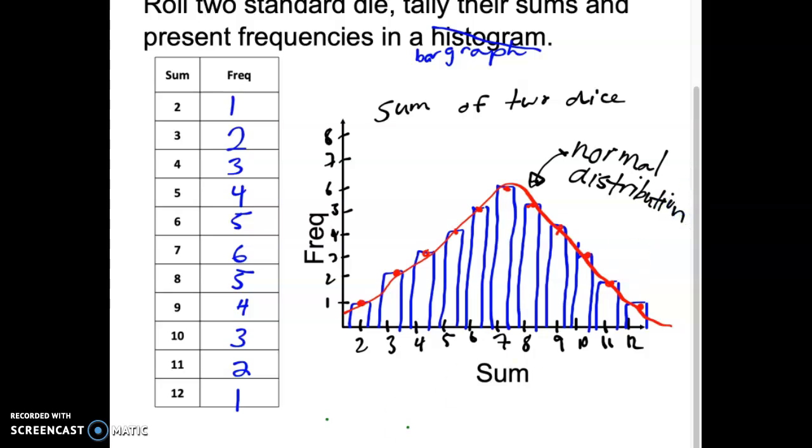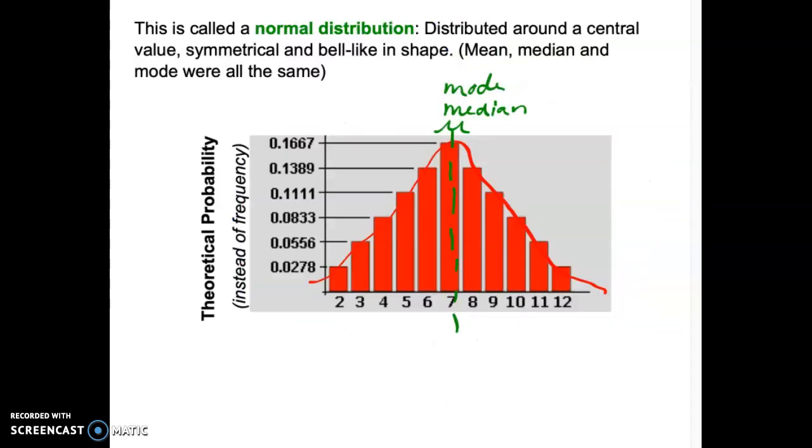And I'm just going to move to a nicer graph here for a second. So a normal distribution is distributed around a central value, and it's symmetrical. So that means that in the middle here, where I have drawn this green dashed line, if you folded it, it would be the same on both sides. Okay, it's perfectly symmetrical. It has that bell-like shape.